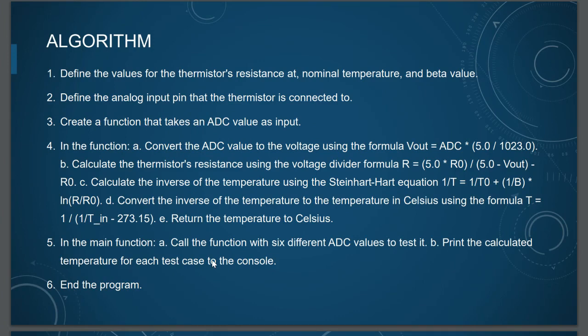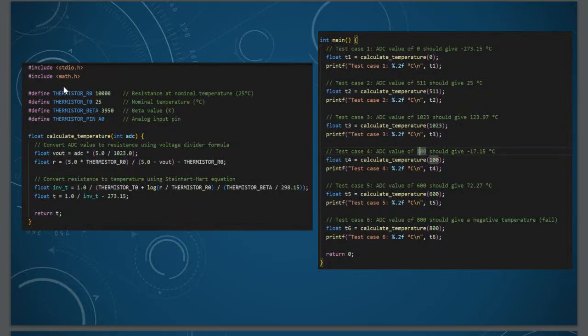So let's see the code. This is the code, which is written in C. Initially we have defined all the values of the thermistor, that is R0, T0, the beta value, the pin of the thermistor node, and all these things: the resistance at nominal temperature, the nominal temperature, then beta, then the analog input pin. This is the value we have to find, R, and R is equal to 5 into thermistor R0, that is the resistance at nominal temperature, divided by 5 minus V output, minus thermistor R0.